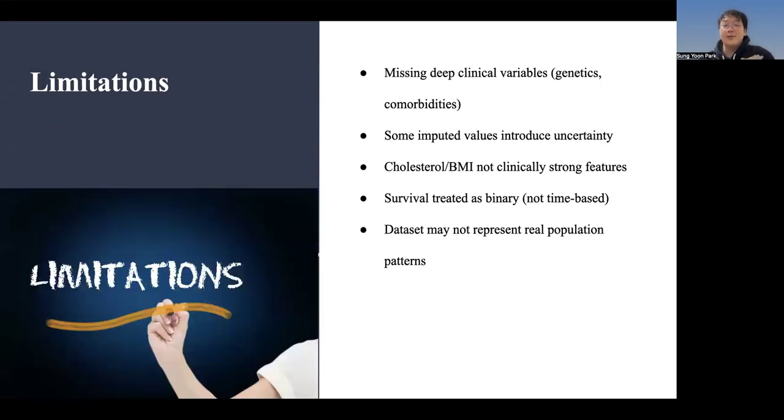Sorry. There are several limitations to keep in mind. The dataset lacks deeper clinical details such as genetic markers, comorbidities, or treatment history. Some values had to be imputed, which introduced uncertainty. Survival was simplified into a binary variable rather than using time-to-event methods like Kaplan-Meier analysis. And finally, because this is a Kaggle dataset, it may not fully represent real-world population distribution. Despite these limitations, the dataset still provides valuable insight.